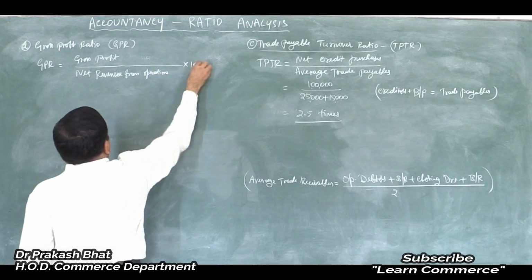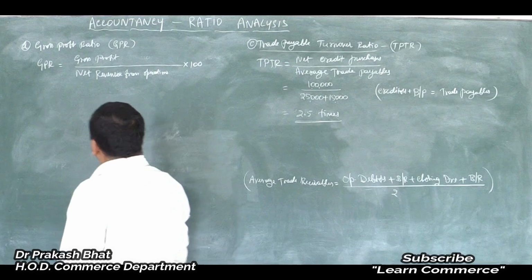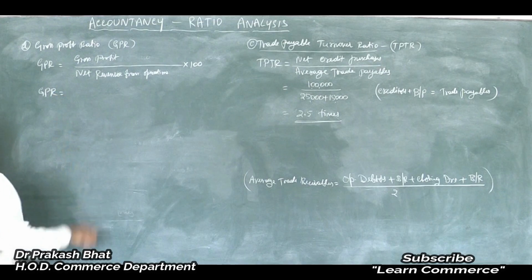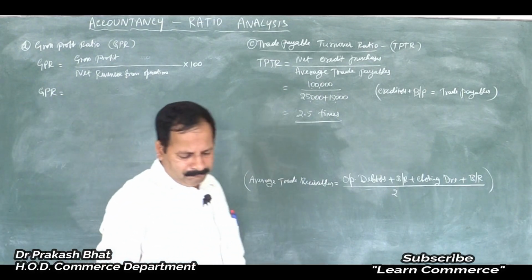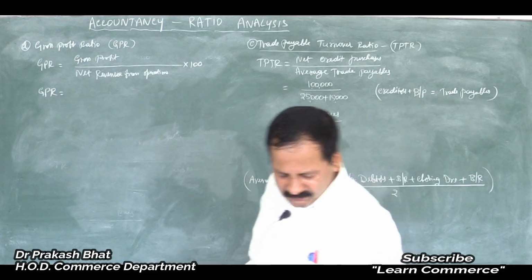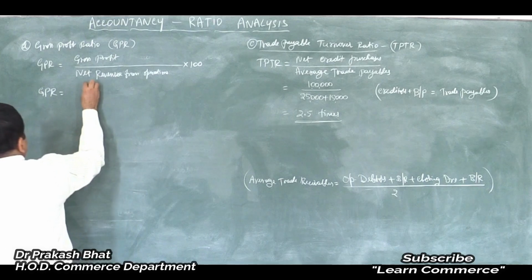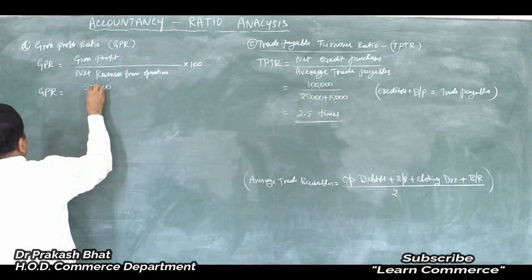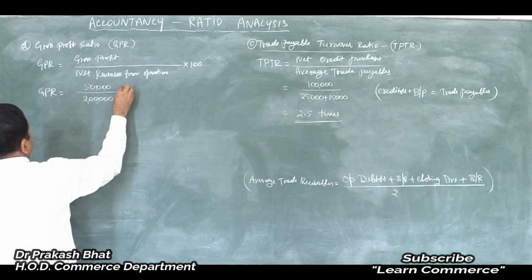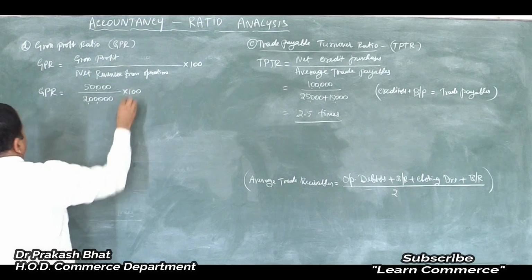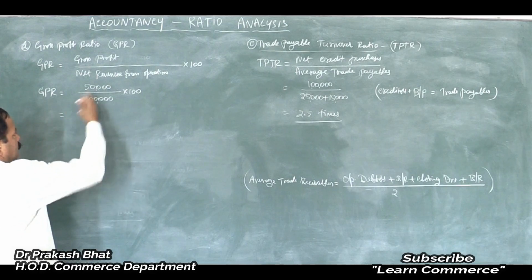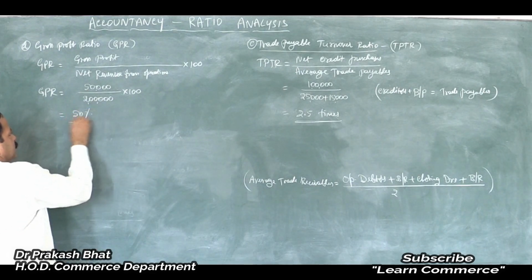Into 100. Calculate now. GPR is equal to gross profit. How much is it? Gross profit 50,000 divided by 2 lakh into 100, is equal to 50%. Am I correct? 50%.